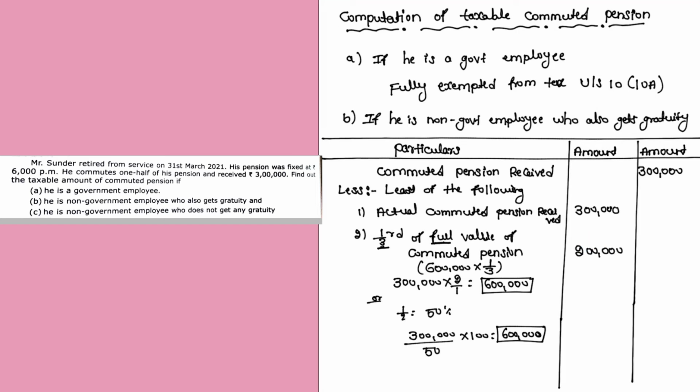So least of the following. Whichever is the least amount, whichever is the lower amount, that we should consider as the exempted amount. So 2 lakhs is the lower amount. If you deduct 2 lakhs from 3 lakhs, you will get 1 lakh. One lakh is your taxable commuted pension.